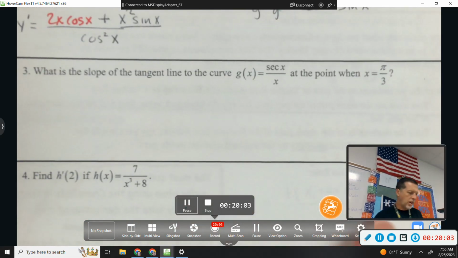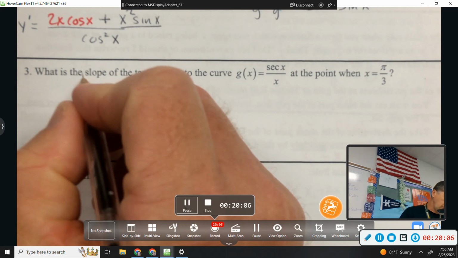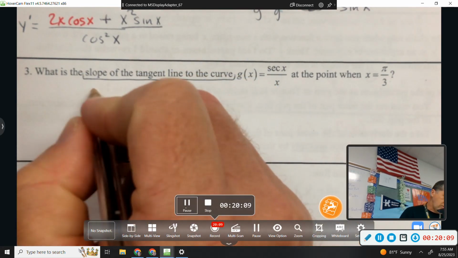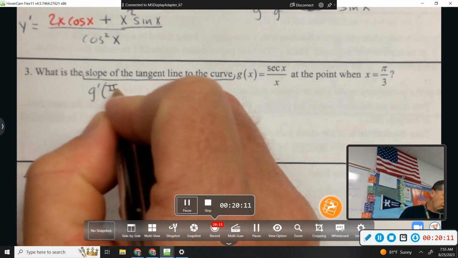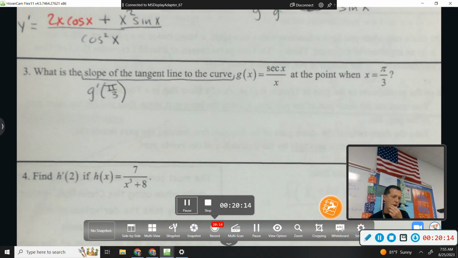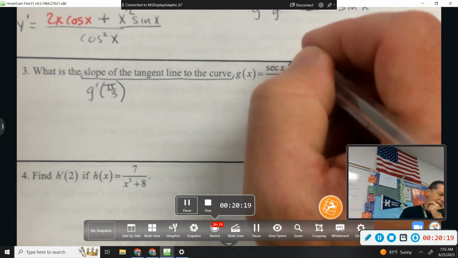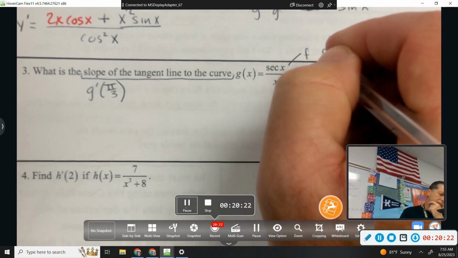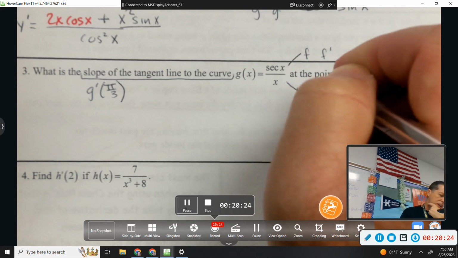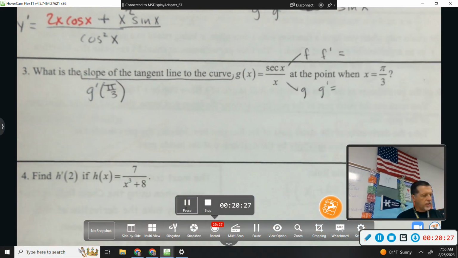Number 3, find the slope of the tangent line to the curve. Okay, so that's just the derivative at pi over 3. That's what we're looking for. So again, same thing. The top is f, the bottom's g. Find the pieces and then put it all together. Again, if you can jump the step of labeling f and g and finding the primes, if you can jump straight to putting it all together, that's fine. I just feel like mistakes are made when people try that.